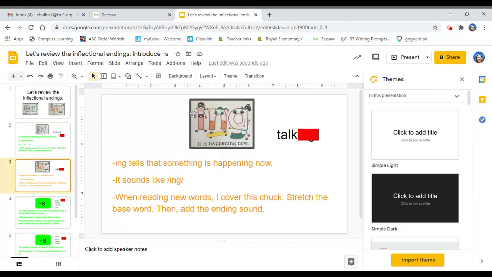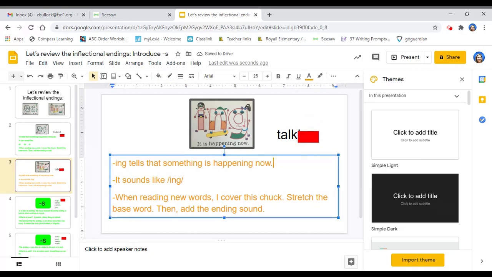Our next ending that we talked about were the letters ing. And ing tells us that something is happening right now. It sounds like the sound ing. So when we chunk it up and put it at the end of a word, we know we're going to say ing when we see ing. Same rule. When I'm reading a new word, I'm going to cover that chunk up. I'm going to stretch out the base word, and then I'm going to add the ending sound onto it.